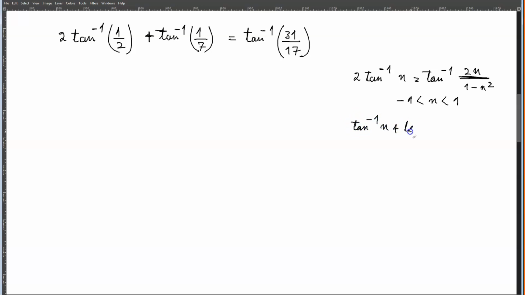And also we had tan inverse of x plus tan inverse of y is equal to the tan inverse of x plus y over 1 minus x times y, and that is for y less than 1.